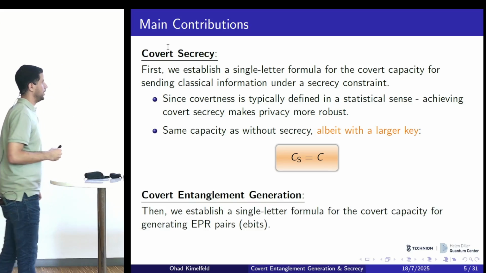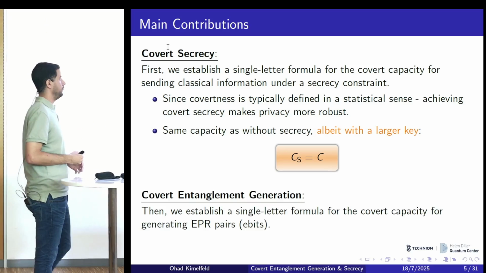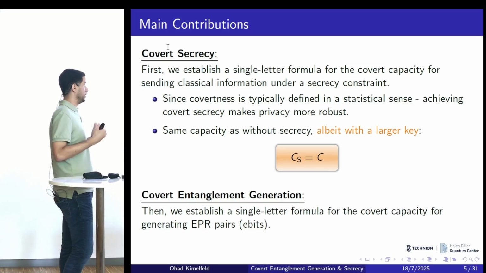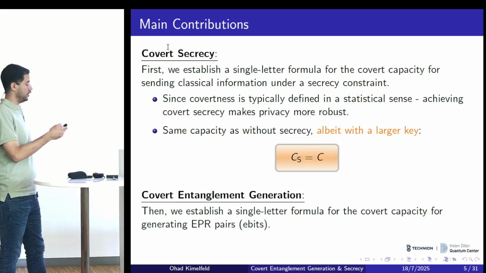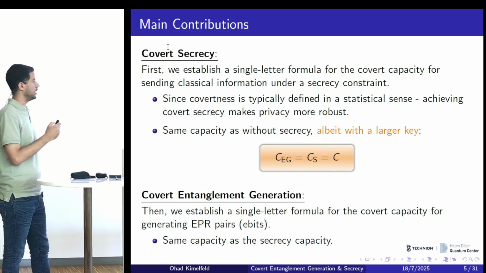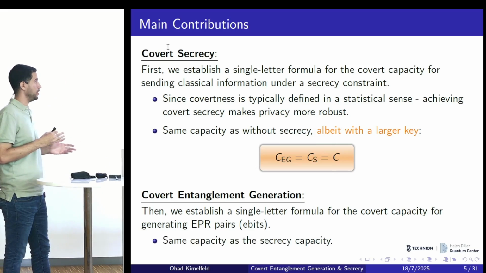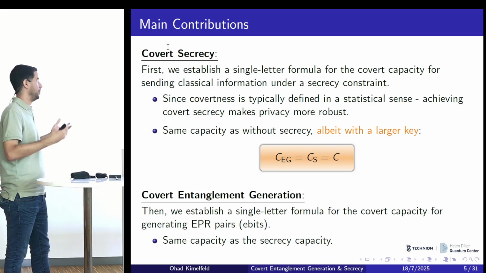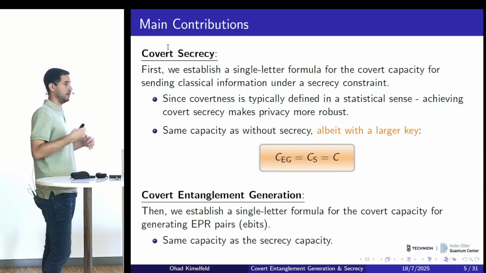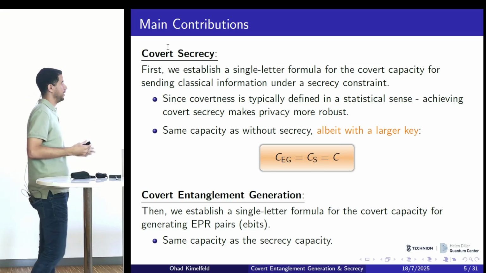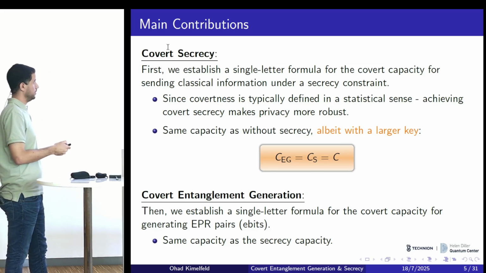We achieved that the capacity for covert communication with secrecy is the same as the capacity without secrecy, but we need a larger key. And then we establish a single letter formula for the covert capacity for entanglement generation, or generating EPR pairs. It turns out that the covert capacity for entanglement generation is equal to the covert capacity with secrecy, and it equals the classical covert capacity without secrecy. So we achieve this nice relation.